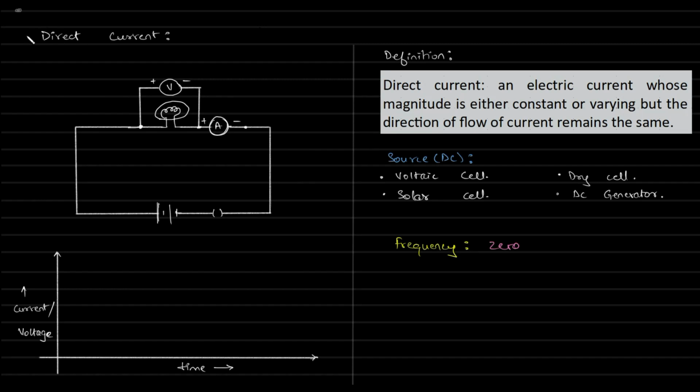Before we begin with the next section, we need to understand the difference between direct current and alternating current, DC and AC. The definition is quite simple. Direct current is an electrical current whose magnitude is either constant or varying, but the direction of flow of current remains the same. What they mean is, when we switch on the current, in a battery or a cell, the electrons start moving from one end to the other end. The conventional current direction is the opposite. So it will be something like this.